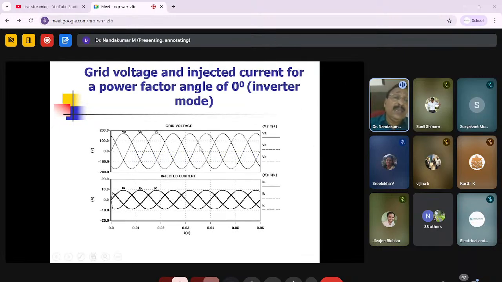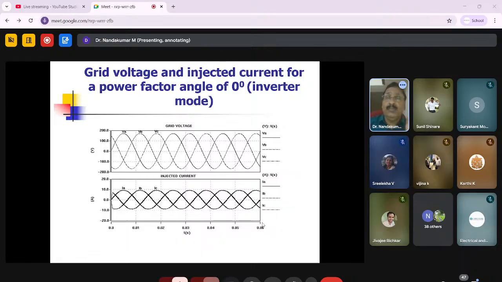For the grid connected case, I have done the simulation as well as the hardware. Here, the injected current is in phase with the grid voltage. As I told you, if the injected current is made in phase with the grid voltage, it is working as an inverter. The power flow is from the DC source into the grid. The converter is working as an inverter.